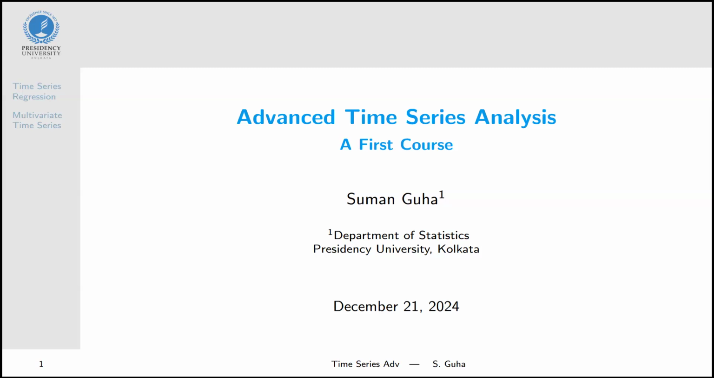For example, let me give you one example. Suppose you are looking into the number of dengue patients. So that is a time series data. Now, associated with this particular time series data, a very important piece of information is the daily temperature, maybe the daily maximum temperature or the daily minimum temperature, or you may consider the daily mean temperature or the average temperature. So that is again another time series.